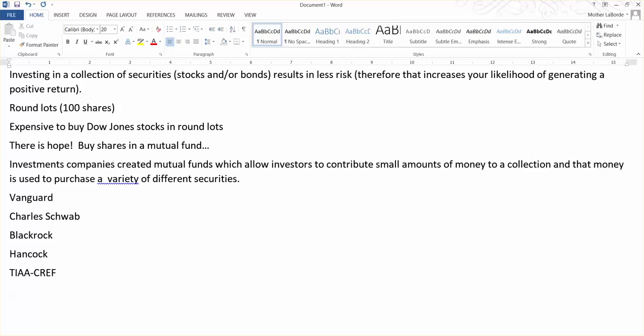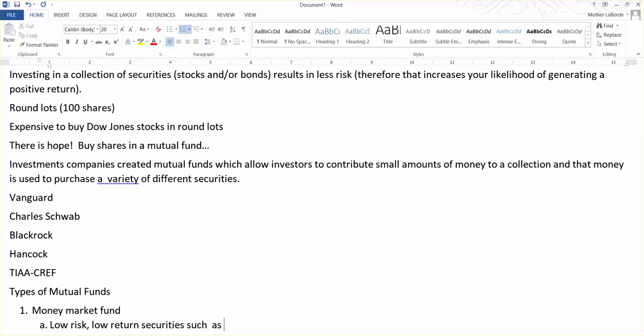So these different investment companies offer a variety of types of mutual funds. We can classify these into 4 different types. The first type is a money market fund. These mutual funds invest in very low risk, low return securities, such as U.S. Treasury bills, not Treasury bonds or notes.